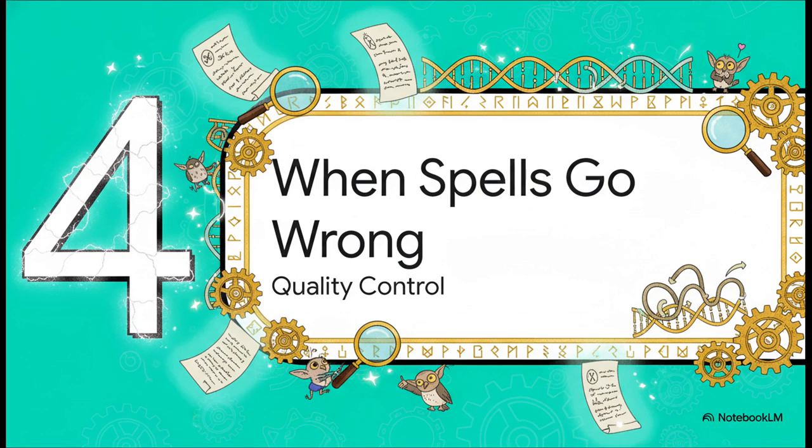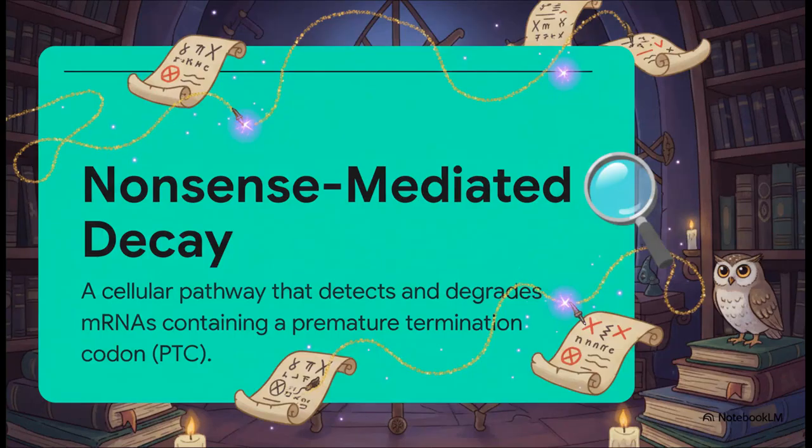But what if the problem isn't a slip-up during translation, but a flaw in the mRNA blueprint itself? Well, the cell actually has an incredible quality control system for that. It's a system called nonsense-mediated decay, or NMD for short, and you'll want to know this one. Its whole job is to act like a cellular inspector, finding and destroying any mRNA that has a stop codon where it shouldn't be. This is super important because it stops the cell from making shortened, non-functional, and potentially even harmful proteins.